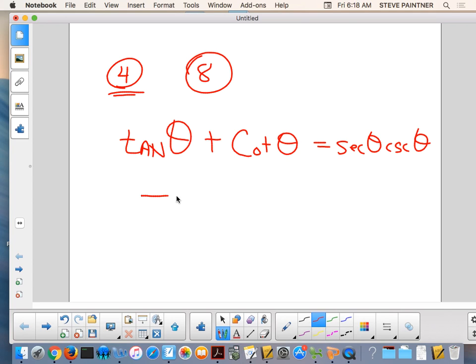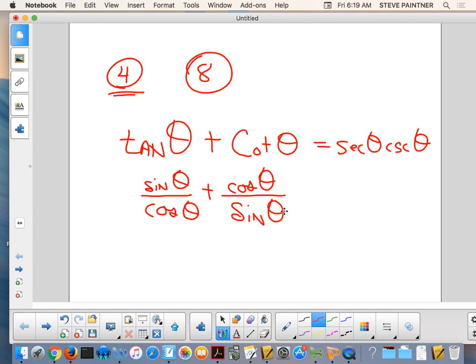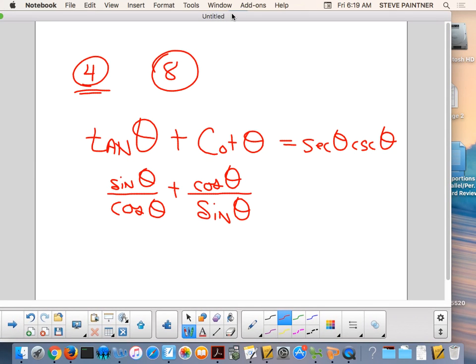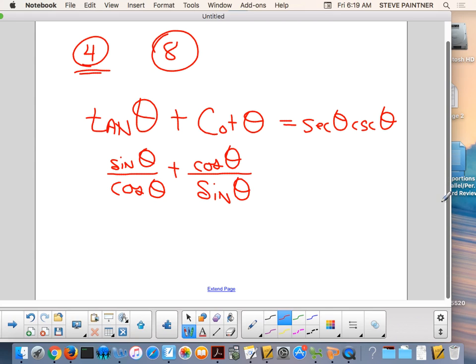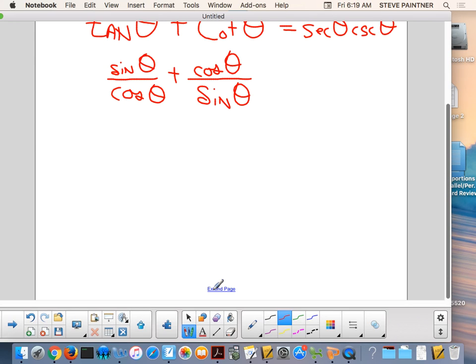Now, tangent is also sine over cosine. Plus cotangent is cosine over sine. Okay. Now remember, if you have an addition problem, which we do, let's get common denominators. So the common denominator, this one's kind of tricky. It's got cosine and sine on the bottom, and you're going to have to go back to 5th, 6th, 7th grade and say, what did you do when you had this?